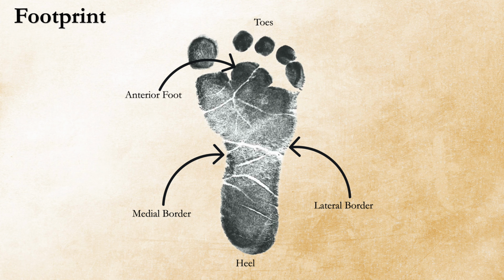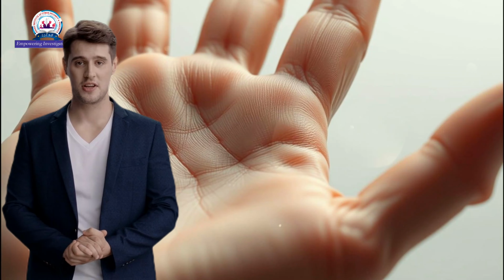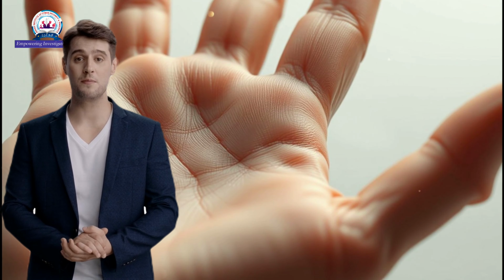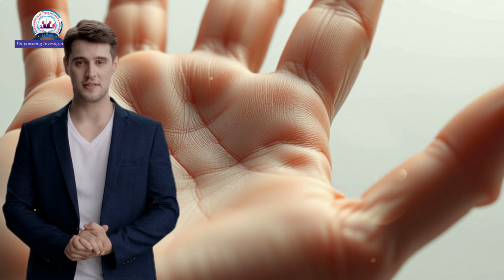Friction skin isn't just found on our fingers, it's also on our palms, feet, and toes. The impressions left by the friction skin on these areas are known as palm prints and footprints or toe prints. The structure of friction skin is fascinating. It's composed of various parts and layers that work together to create those unique patterns.